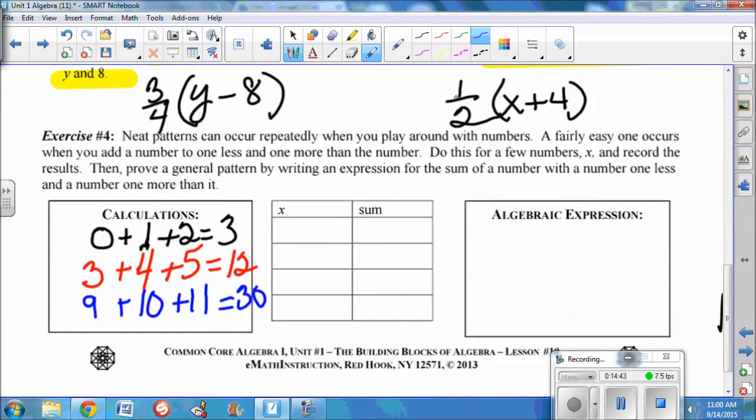All right, we can't forget about the negatives. So let's pick -1. So the number 1 less than -1 is -2, and the number 1 more than -1 is 0, and add those up and we get -3.